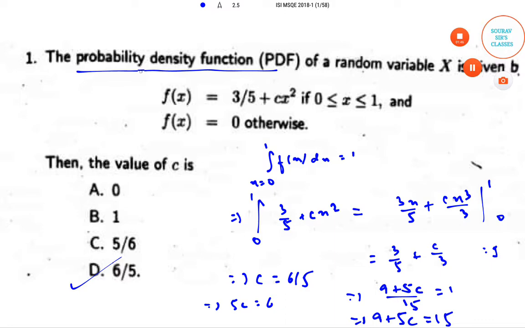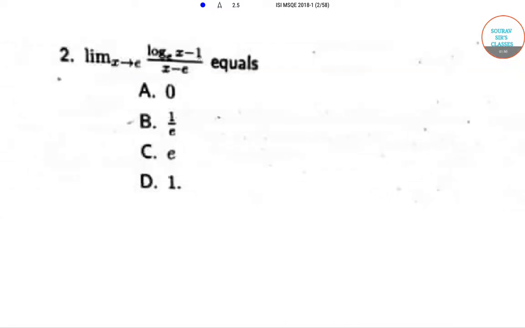The next question is, limit x tends to e of (log x minus 1)/(x minus e) equals. So if we place x equal to e, we get log e base e minus 1 by e minus e. Now this is 0/0 form, since log e to the base e gives us 1, so 1 minus 1 is 0, and in the denominator e minus e is 0.